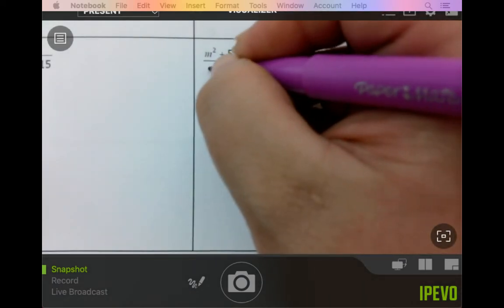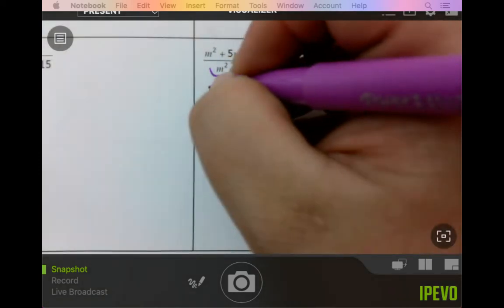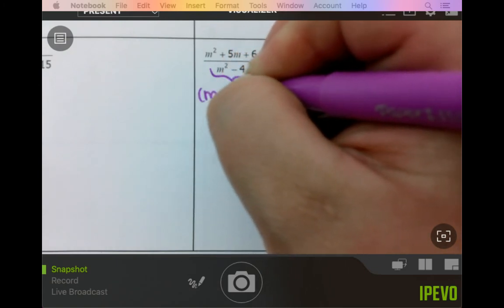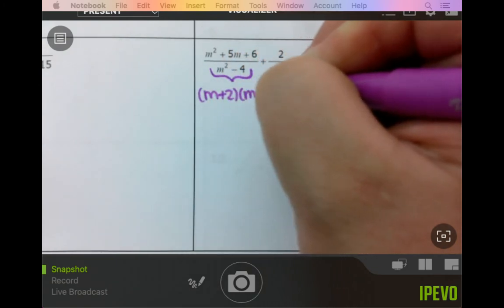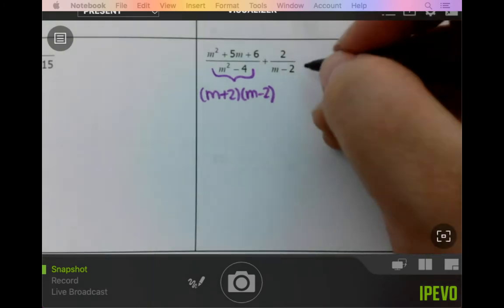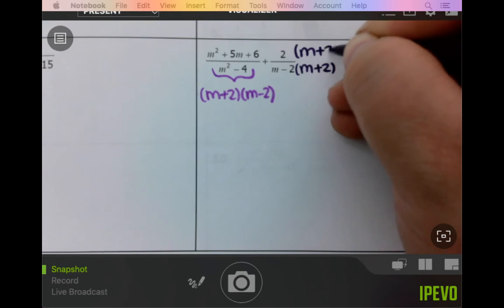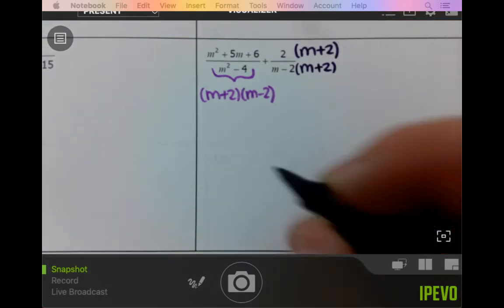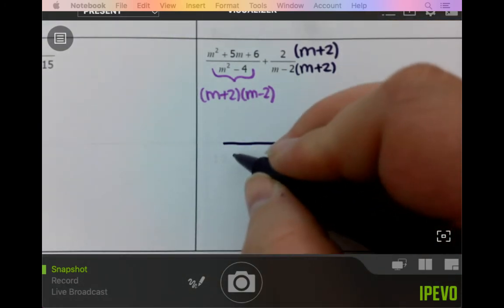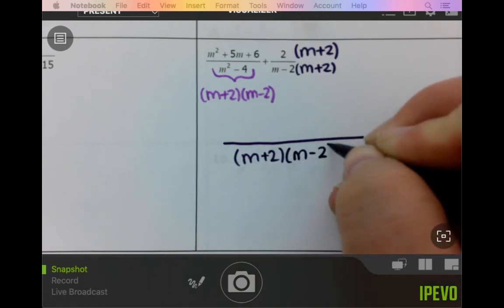This part right here, m squared minus 4. That's the exact same thing as k squared minus 4 was. That's a difference of squares, m plus 2, m minus 2. Which means the other one is just missing the m plus 2, because it already has the m minus 2. And now they match. So on the bottom of my new fraction, I'm going to have both plus 2 and minus 2 within my parentheses.